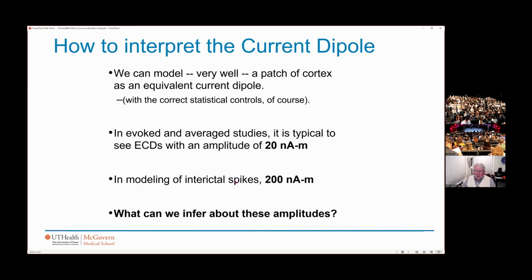And in modeling epileptic spikes, we generally see things 10 times stronger. And indeed, we train the fellows that if you see a spike much less than 100, it may not be epileptic, it may be normal. It's getting in the range of normal stuff. So we're looking for abnormal amplitudes versus normal amplitudes. But what can we infer about these amplitudes?